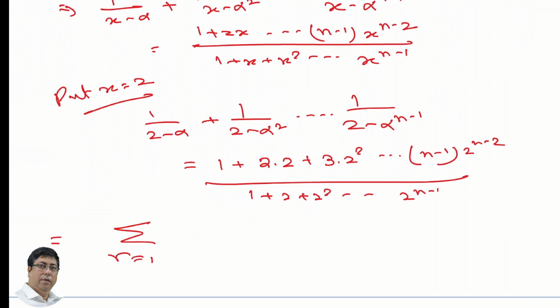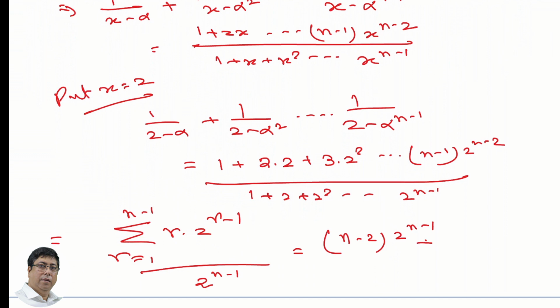Therefore, we can write the numerator as the sum for r equal to 1 to n minus 1 of r into 2 to the power r minus 1. We have done a number of such sums in the AGP method. The denominator is a GP whose first term is 1, common ratio is 2, and total number of terms is n, so it is a into r to the power n minus 1 by r minus 1, which is 2 to the power n minus 1. For the numerator, using the sequence and series formula, we are getting (n minus 2) into 2 to the power n minus 1, plus 1.